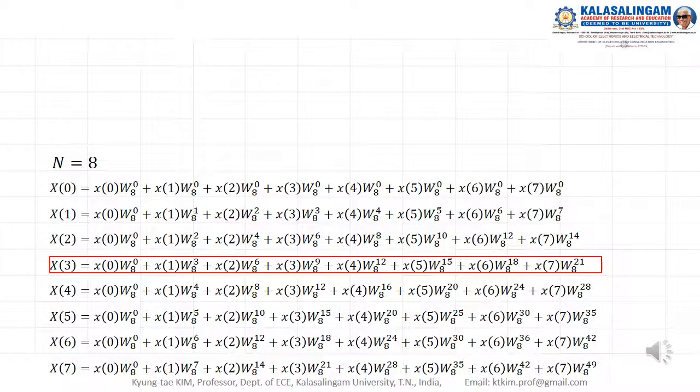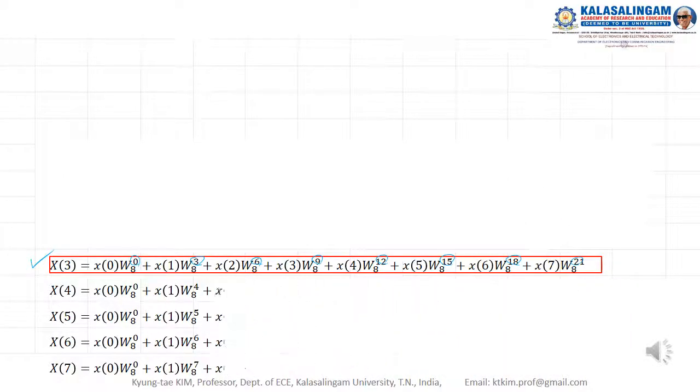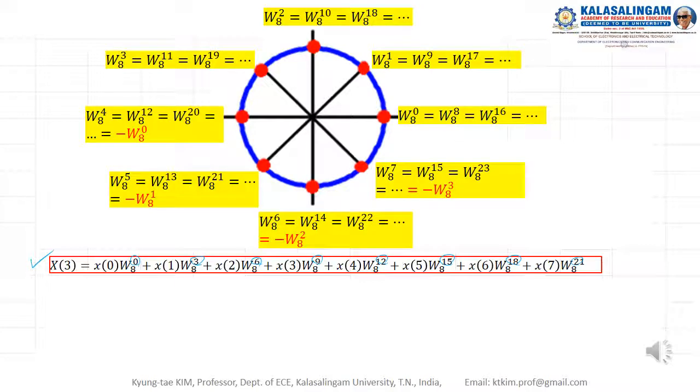Now let's take an example: calculating X of 3. The W exponents are 0, 3, 6, 9, 12, 15, 18, 21. W0 is here, this value we need. W3 is here, we can use this value. W6 is minus W2. W9 means W1.